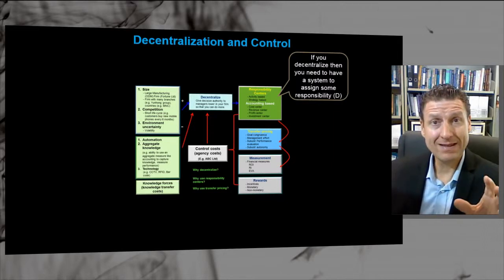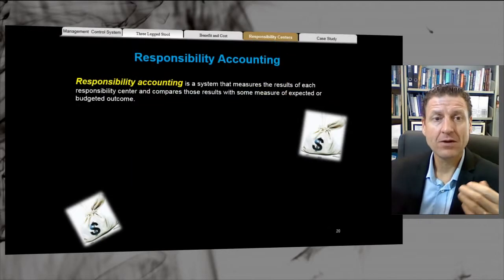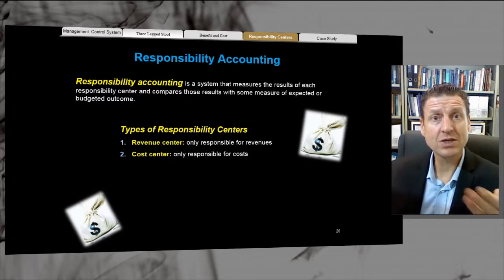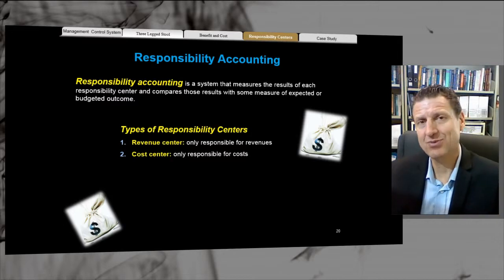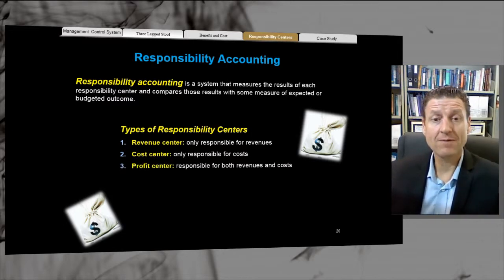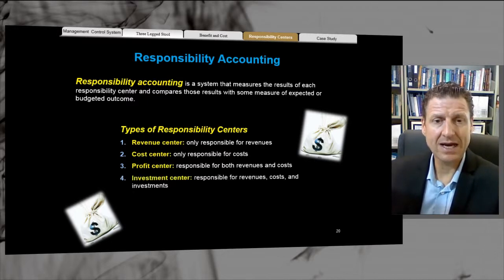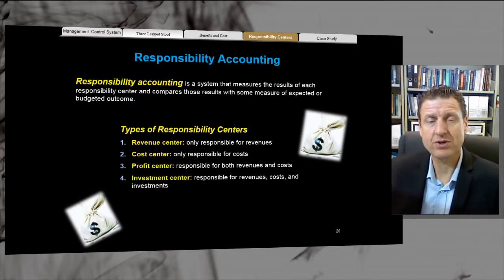So what are the types of responsibility centers? Responsibility accounting has the following types of incentives. There is a cost center, only responsible for costs. There's a revenue center that's only responsible for revenues. Profit center, responsible for both revenues and costs, and an investment center responsible for revenues, costs, and investments.